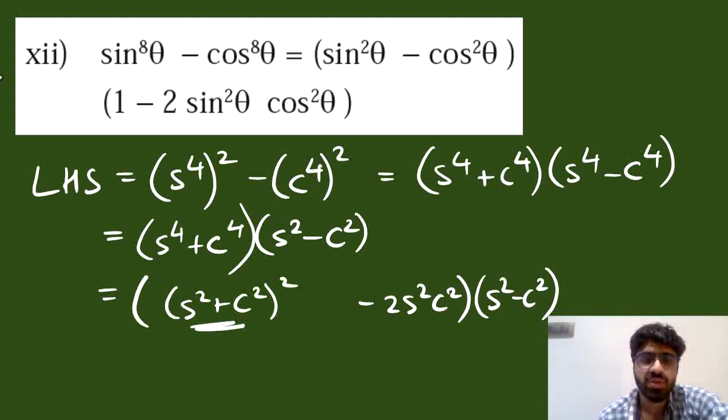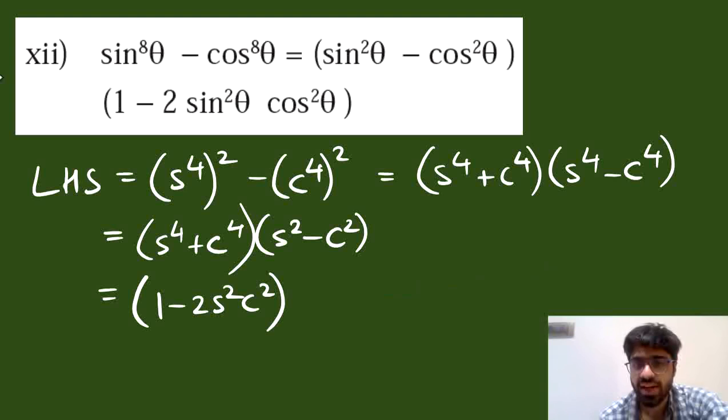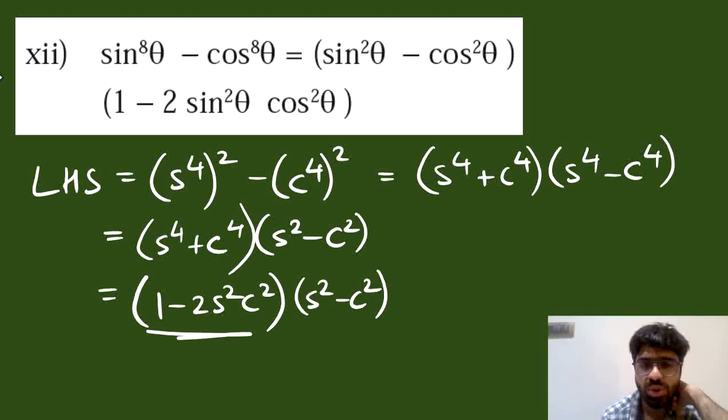But sine square theta plus cos square theta is 1. So the first term is 1 square, and we have 1 minus 2 sine square theta cos square theta as the value for the first bracket into sine square theta minus cos square theta. Can we do anything more than this now? We had to stop it here, and somehow we are not able to stop it there because we are having this. Okay, we have it over here.